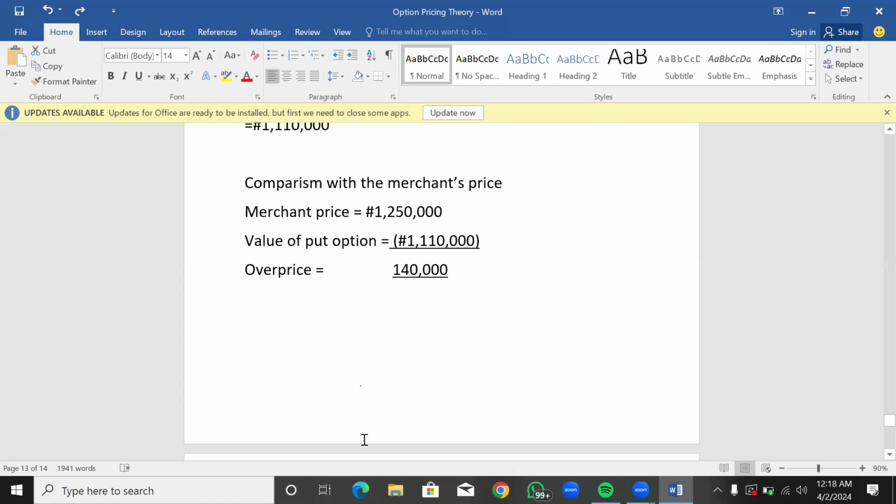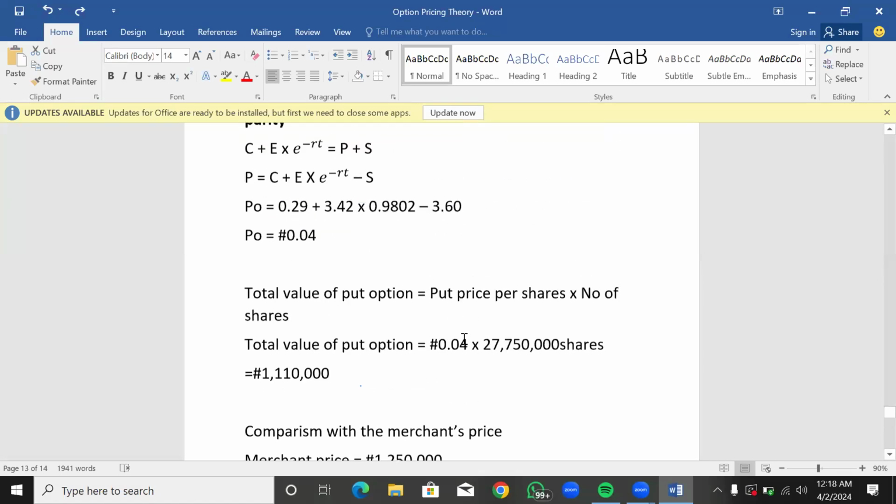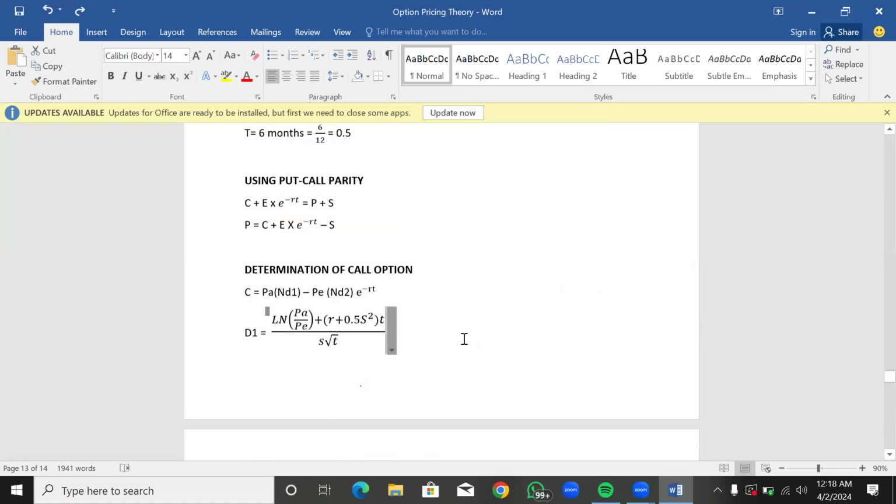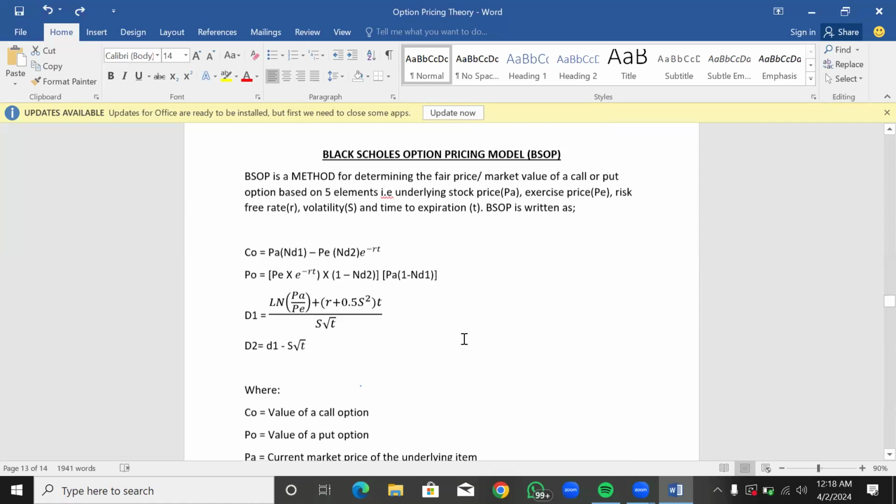Sorry, when we were solving, you said PA is 3.60. So on the last formula, you said S is 3.60. So are we saying that PA and the stock price are the same, just the acronym that is different?